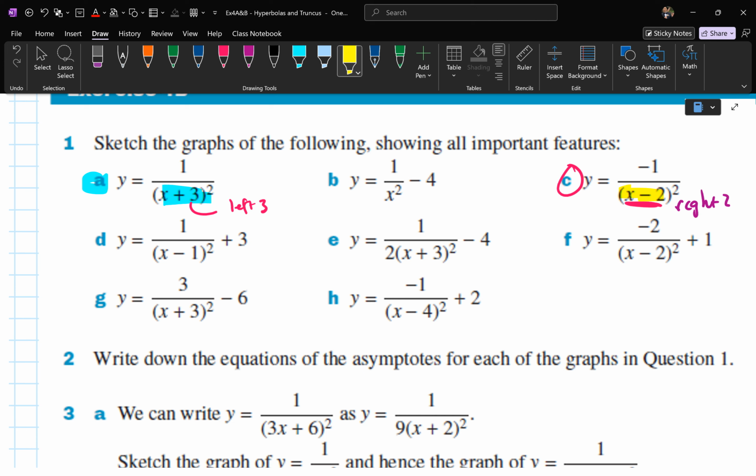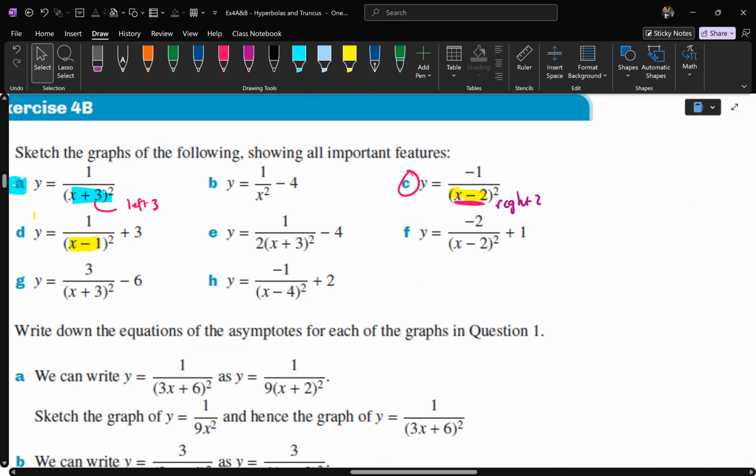Let's go with Milena. D. D has the x minus 1. That tells me it moves left or right. Is it left or right, Mete? Right. Right by 1.